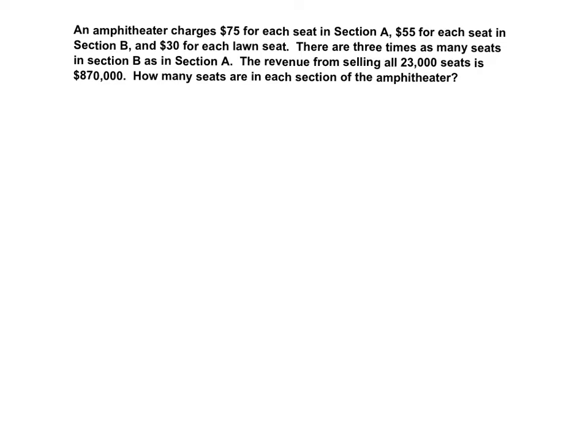It says an amphitheater charges $75 for each seat in section A, $55 for each seat in section B, and $30 for each lawn seat. There are 3 times as many seats in section B as in section A, and the revenue from selling all 23,000 seats is $870,000. It then ends by asking how many seats are in each section of the amphitheater.